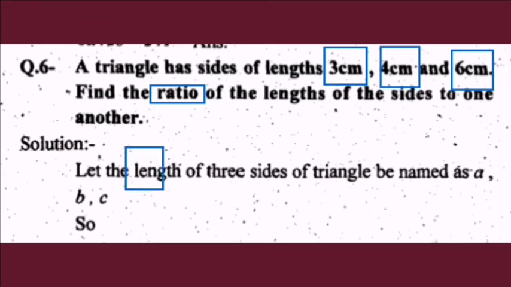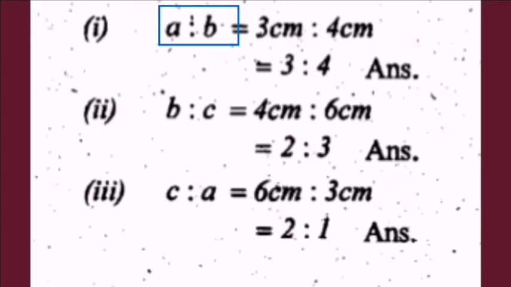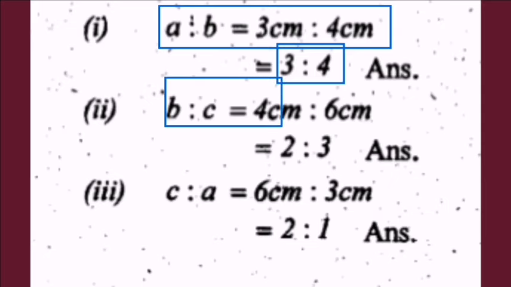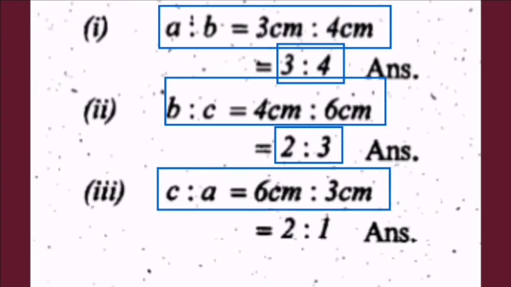Let the lengths of the three sides of the triangle be A, B, and C. A ratio B is equal to 3:4. So the ratio between sides A and B is 3:4. The ratio between B and C is 4:6, so by simplification we get 2:3. The ratio between sides C and A, C ratio A, is equal to 6 centimeter ratio 3 centimeter. By simplification we get 2:1.